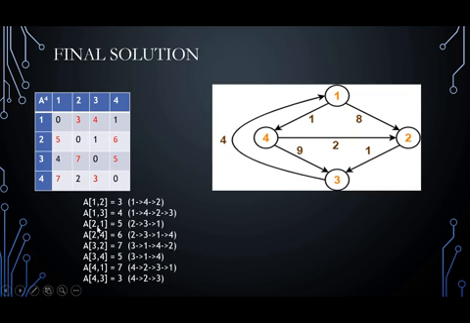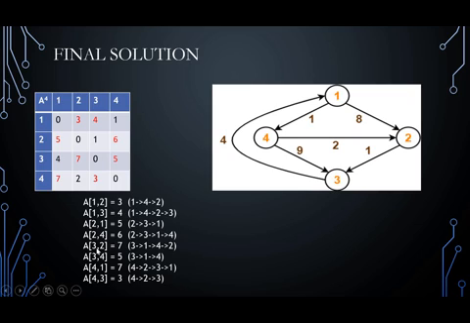So A of 2 to 1, from 2 to 1, I am traveling from 2 to 3 and 3 to 1, right? 1 plus 4, the value is 5. Okay. Then A of 2 to 4, from 2 to 4, I am supposed to travel. So the path is 2 to 3, 3 to 1, 1 to 4. So 1 plus 4 plus 1. So the distance will be 6.